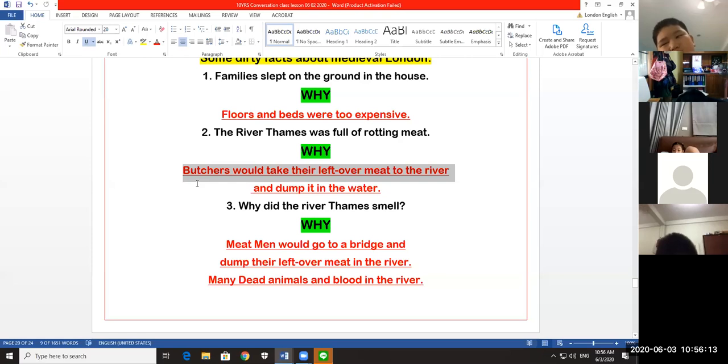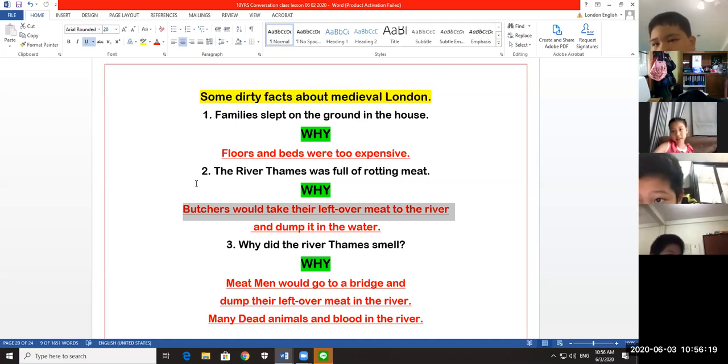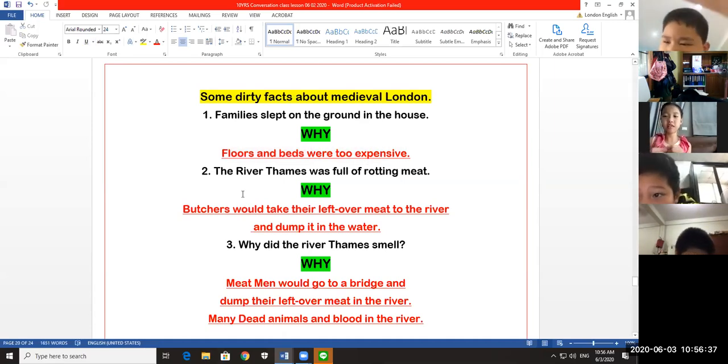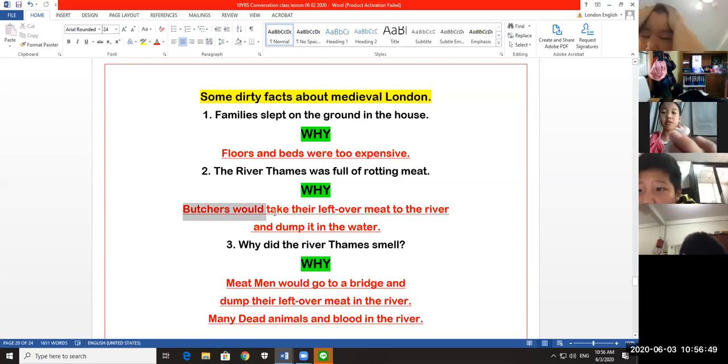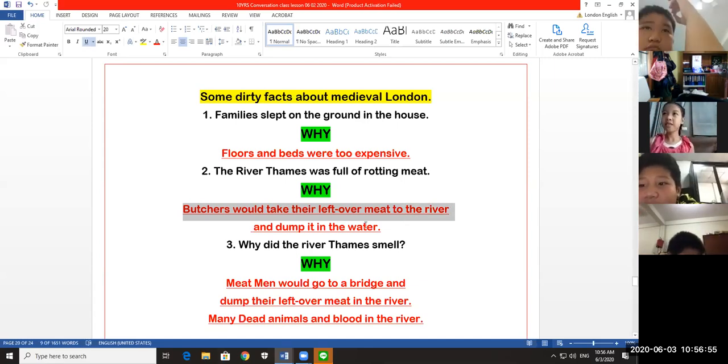Ready? Yeah, Tonmai, ready? Okay, Tonmai. Family slept on the ground in the house. Why? Floors and beds were too expensive. Okay, number two. The River Thames was full of rotting meat. Why? Butchers would take their leftover meat to the river and dump it in the water.